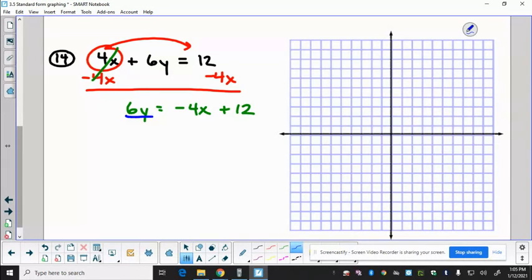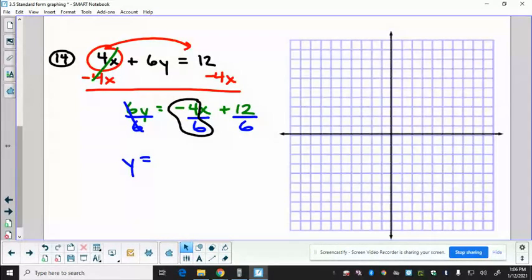And then the next thing we do is we divide by the coefficient of y, and we want to reduce fractions. So this fraction right here needs to be reduced. Either put it into your calculator or divide both numbers by 2. And I'll give you -2/3 x. And then this fraction needs to be reduced, which when you divide is 2. So this is ready to graph.